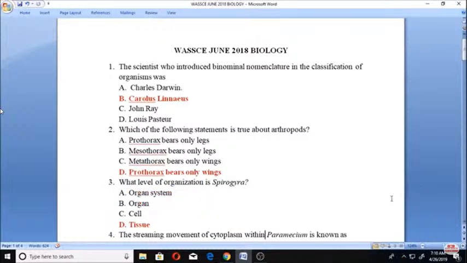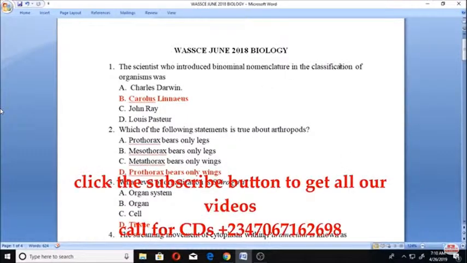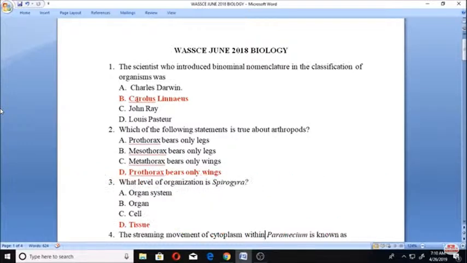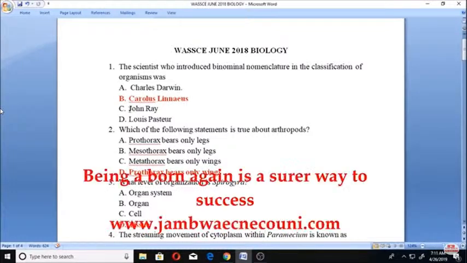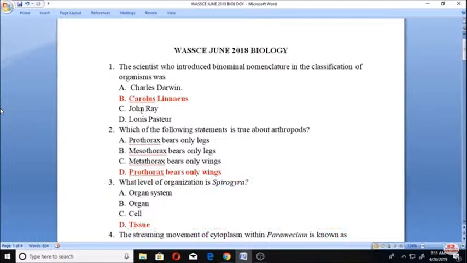Now, the number one question says the scientist who introduced binomial nomenclature in the classification of organisms was A. Charles Darwin, B. Carolus Linnaeus, C. John Ray, D. Louis Pasteur. You're also going to find that I'll be picking out the right answers and marking them in red. The person that introduced binomial nomenclature in the classification of organisms is Carolus Linnaeus.